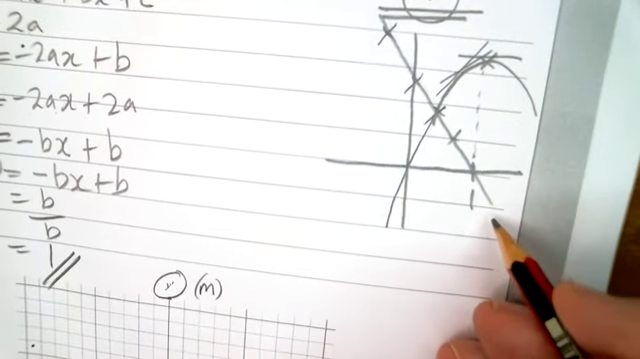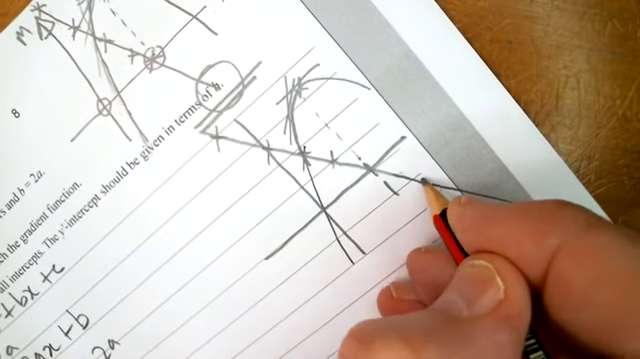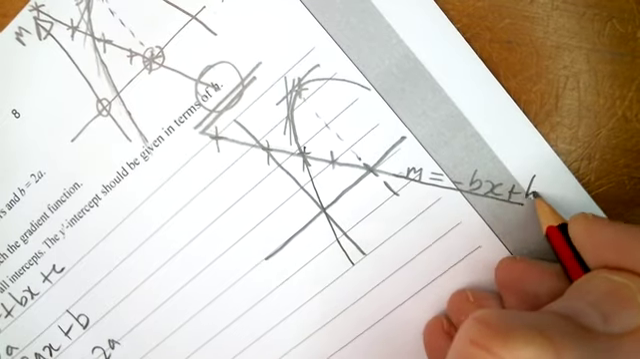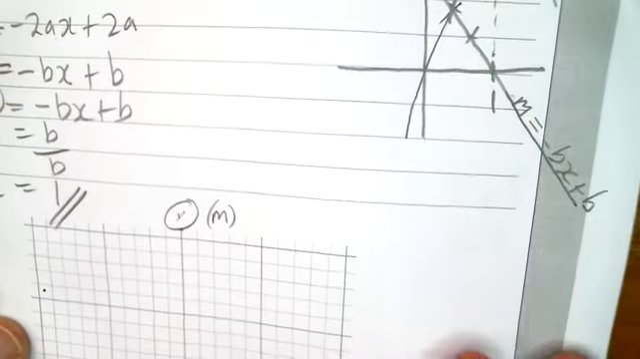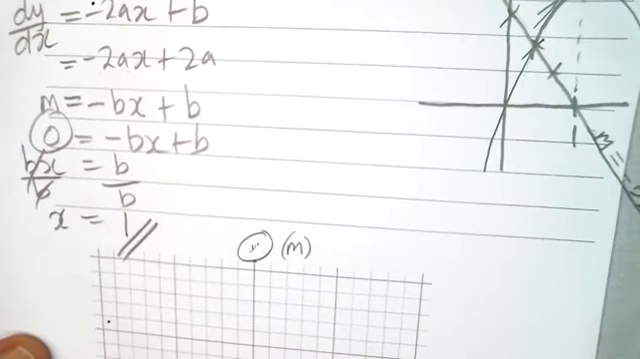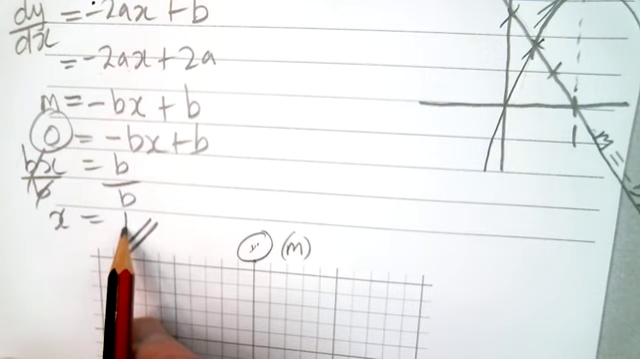So this line here, we can actually label that line. This is actually the line of, I'm going to label it as, m is equal to negative bx plus b. That's the name of that line. Negative bx plus b. And we know, of course, when m is 0, x is 1.